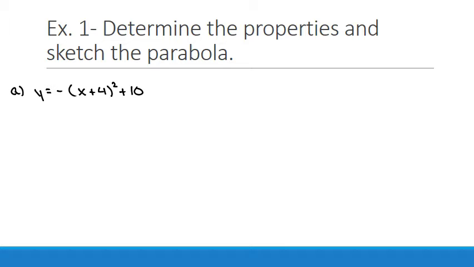Let's look at an example. Let's determine the properties of a quadratic function and sketch the parabola. So what properties? Just the basic ones we've been looking at. So first of all, we'll look at the vertex.